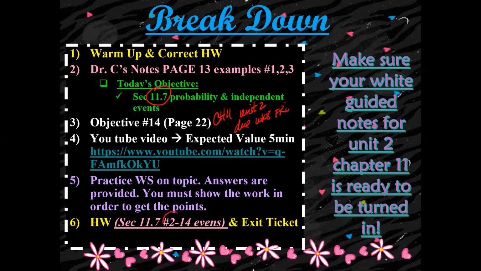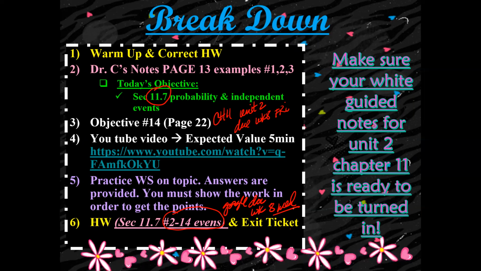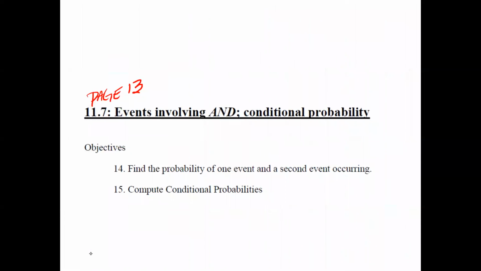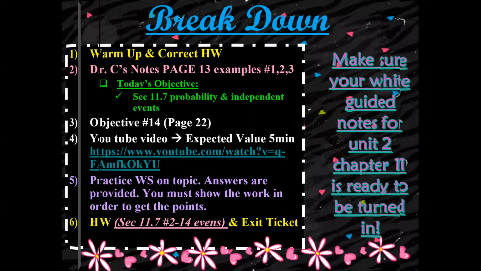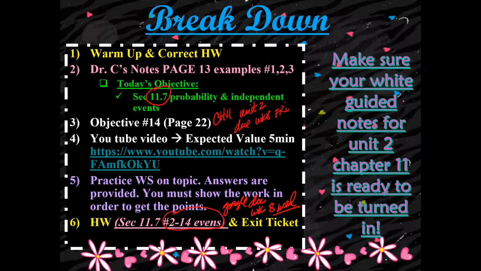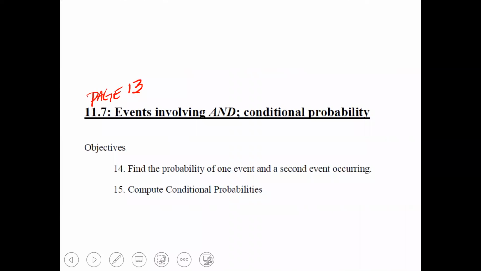Your homework tonight is going to be the last part of this, which is 2 to 14 evens, on 11.7 on the Google Doc for week 8, Wednesday. So make sure you do that on the back of your template. And lastly, just keep in mind that you need to make sure your white guided note for Unit 2, Chapter 11 is ready to be turned in, and everything is copacetic and organized. All right, go ahead and read the objective for Chapter 11.7.